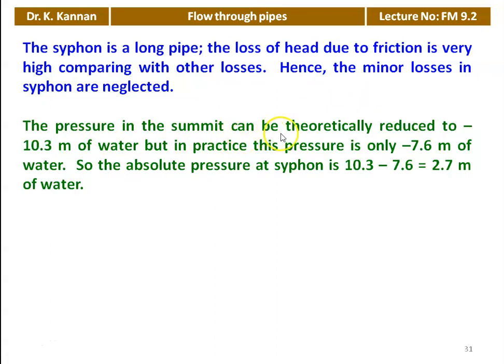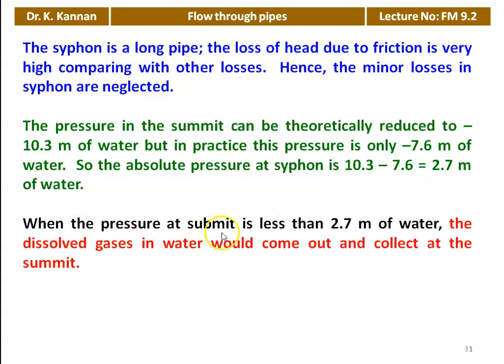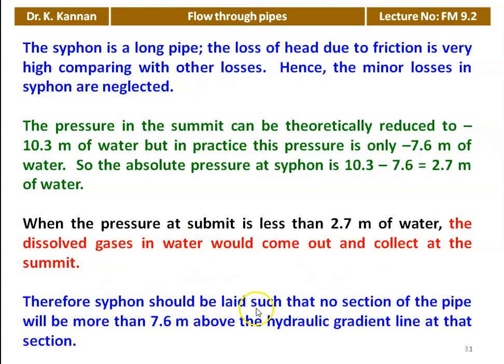The pressure at the summit can theoretically be reduced to -10.3 meters of water. But in practice, the pressure is only -7.6 meters of water. So the absolute pressure in the siphon is 10.3 minus 7.6, which is equal to 2.7 meters of water. If the pressure at the summit is less than 2.7 meters of water, the dissolved gases in the water will come out and collect at the summit. Therefore, the siphon should be laid such that no section of the pipe is more than 7.6 meters above the hydraulic gradient line at that section.